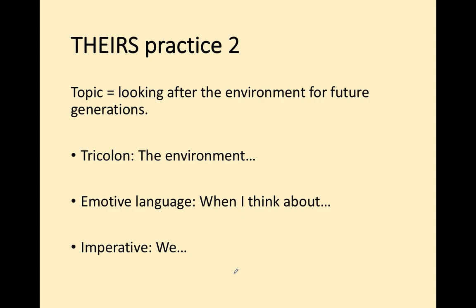For emotive language, you could have had something like, when I think about the way people treat the environment poorly, it causes me to feel enraged because I worry about future generations losing out and missing out and suffering because of what we've done. So there, that would make us feel sympathetic or feel bad for the future generations who might suffer. And then imperative, we could have something like, we have to look after the environment for future generations. That would be a command there.